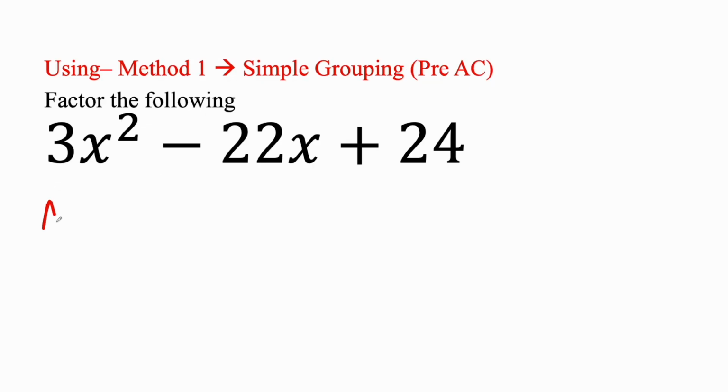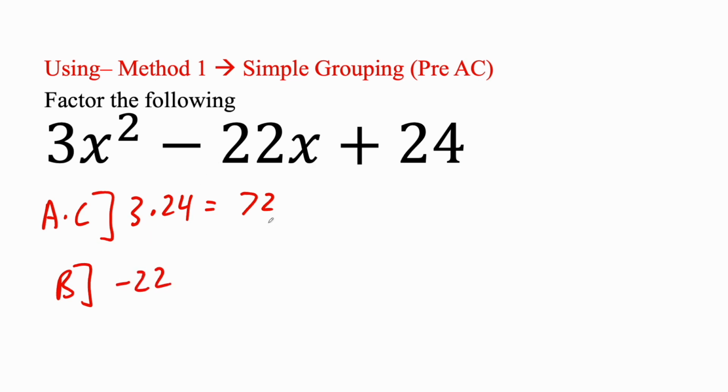So I'm going to write A times C, and our A term is the coefficient for x squared, so 3, times C. C is our constant, so 24, and that's going to equal 72. Now our B term is the coefficient for x, which is negative 22. So now we think to ourselves, what two numbers multiply to give us 72, but add to give us negative 22? So let's kind of come up with that.